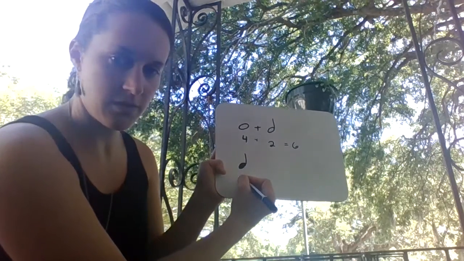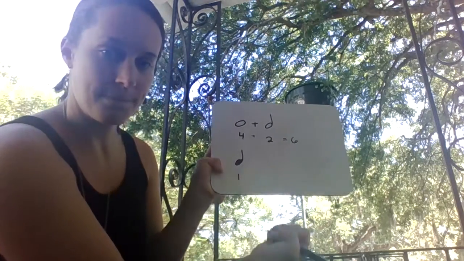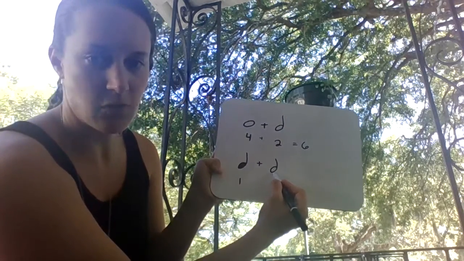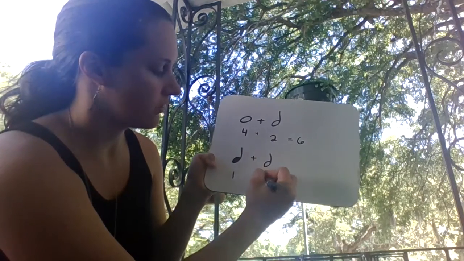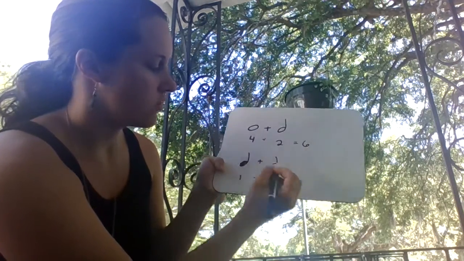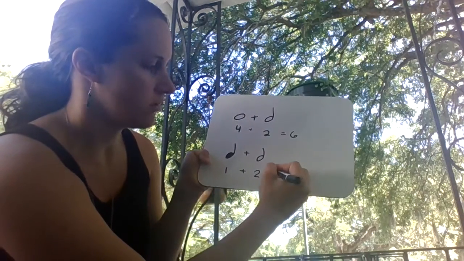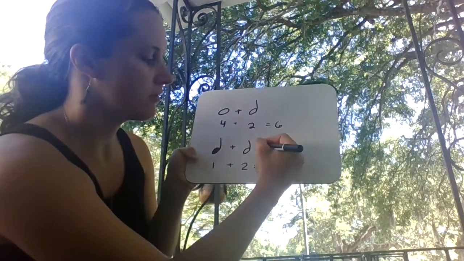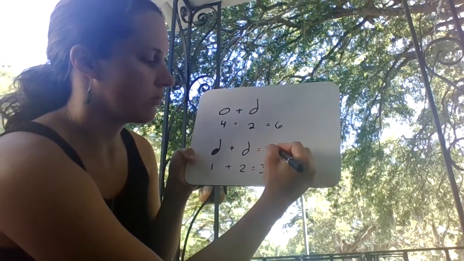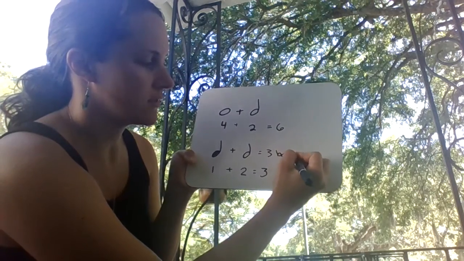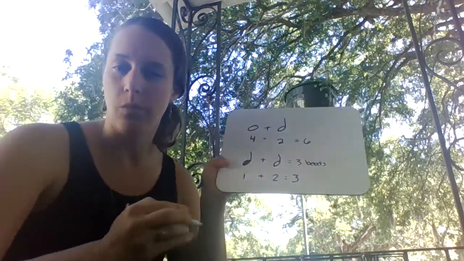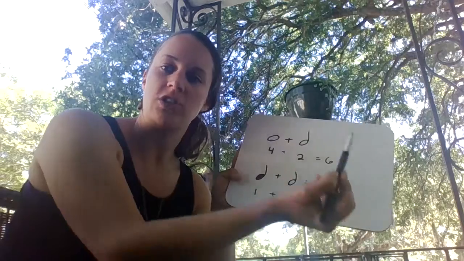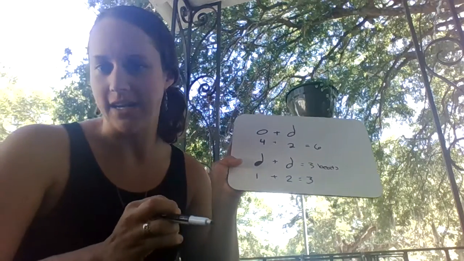How much is a quarter note worth? 1 beat. Plus a half note. How many beats is a half note worth? It's worth 2 beats. So 1 plus 2 equals 3. So quarter plus half equals 3 beats. It's kind of like a word problem, where it's really good to remind yourself to put the word beats after it, just so that you can remember what it is you're adding or subtracting.